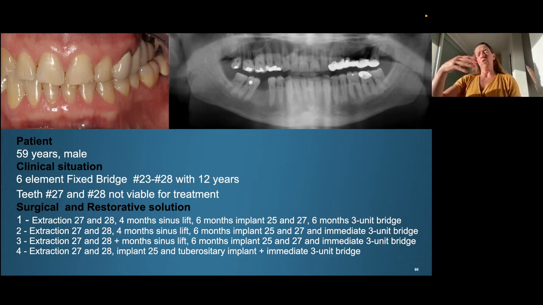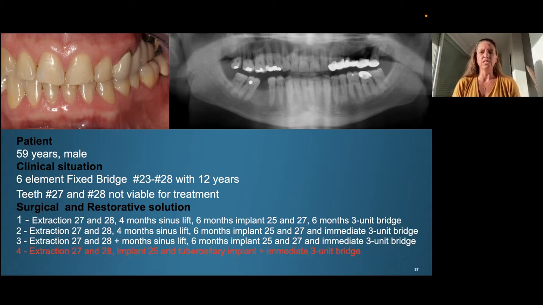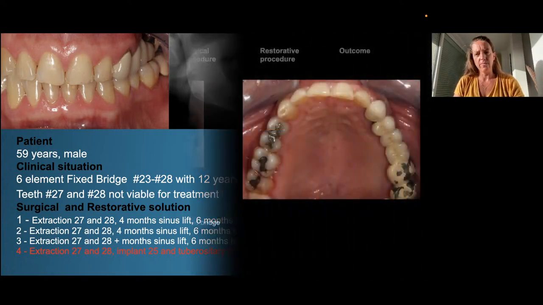So from all of these solutions, we discussed with the patient, and for us the most reliable one was actually solution number 4, which means that on the same day we extracted those teeth, we cut the bridge that he had, and we did the implant in the area of the second premolar and a tuberosity implant.